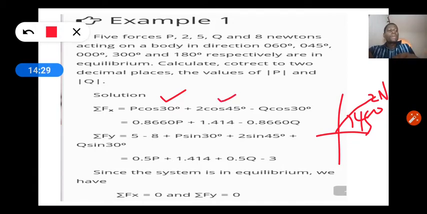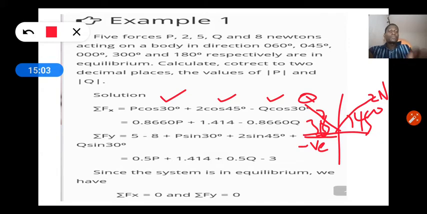Then if I resolve my Q, remember my Q is in this direction, and the angle I have here is 30 degrees. So if I resolve the force Q to my horizontal axis, remember, because I'm resolving to this part of the plane, this part is negative, that's why I have minus Q cos 30 degrees. Remember, the direction you are resolving to determines the sign. Okay, so that is that.